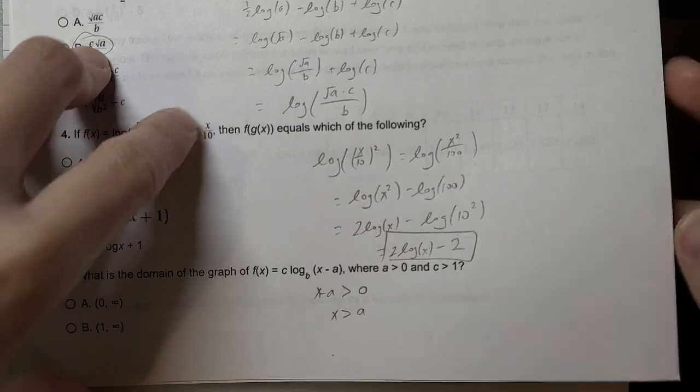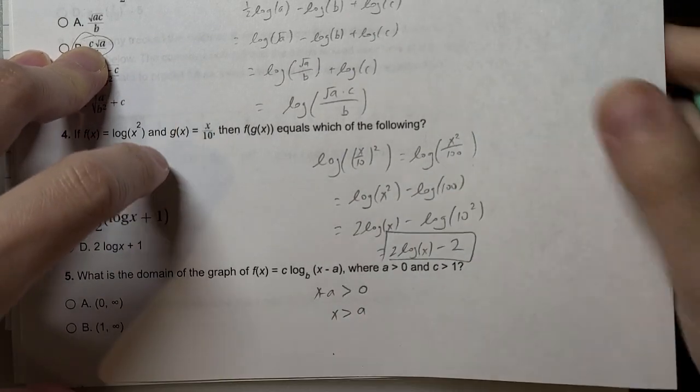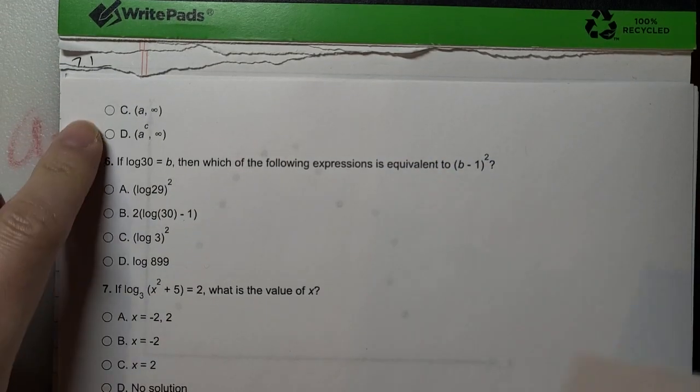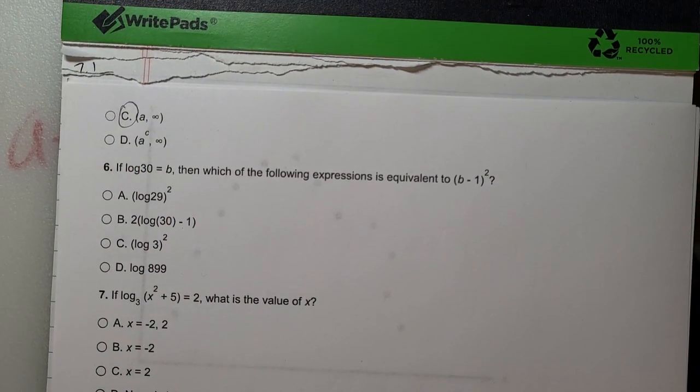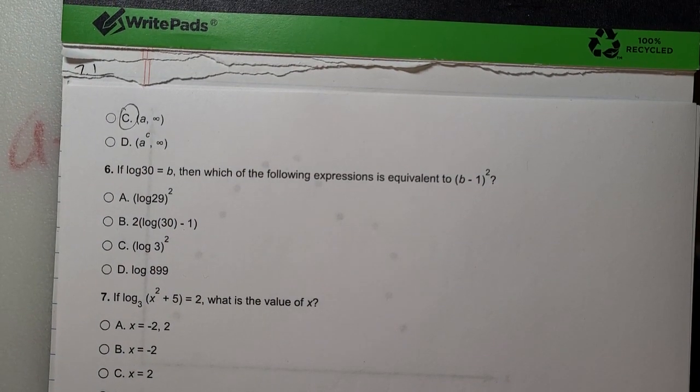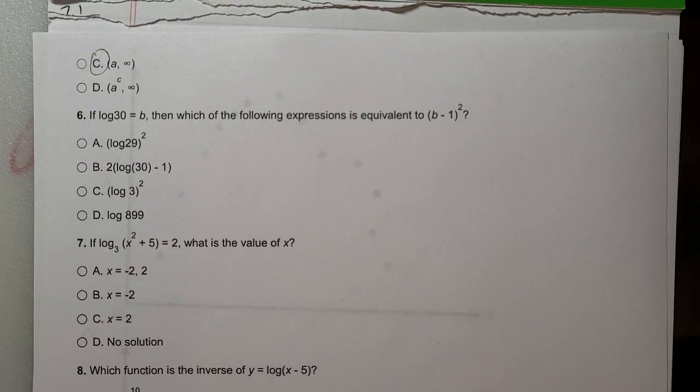Okay, so domain, let's see if there's a choice there. Yes, x is greater than a. Choice C. Okay, moving on. That was 5, right? Okay, yeah, so that was C.